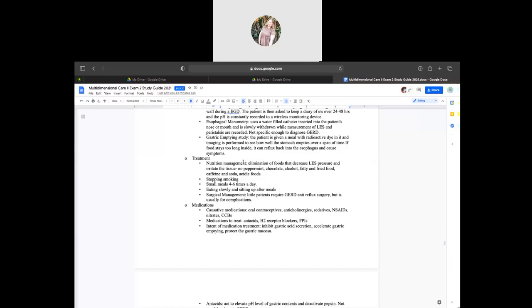Some medications we can use are antacids, H2 receptor blockers, and PPIs. Remember, stay away from oral contraceptives, anticholinergics, sedatives, NSAIDs, nitrates, calcium channel blockers, because they can be irritating.